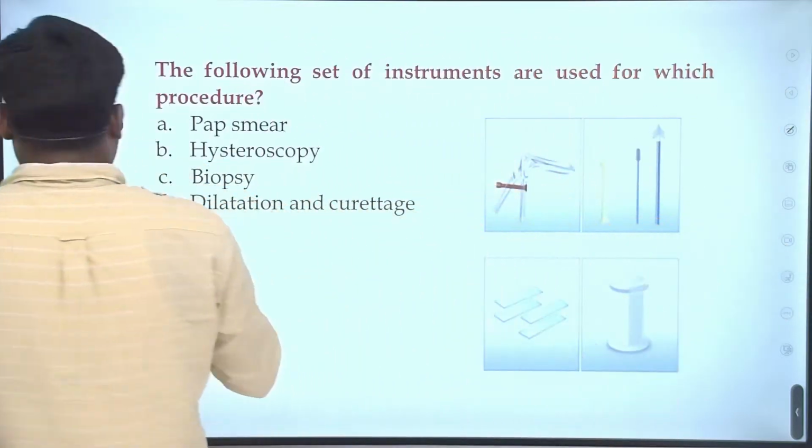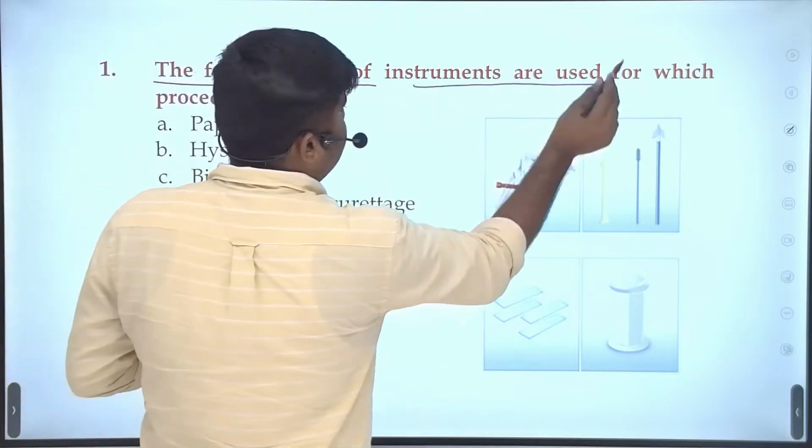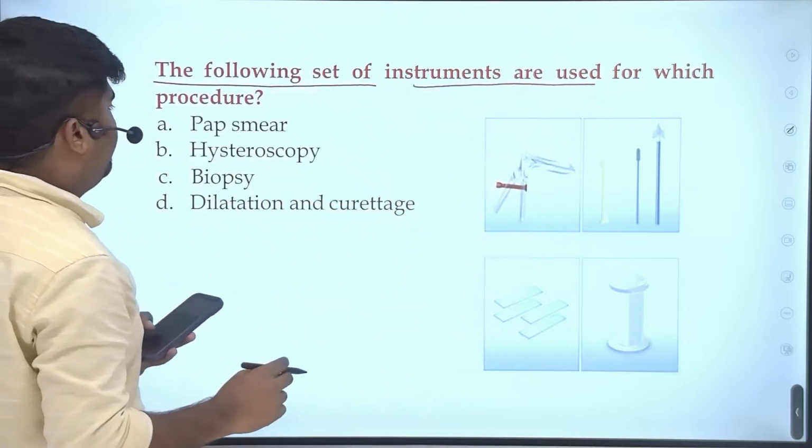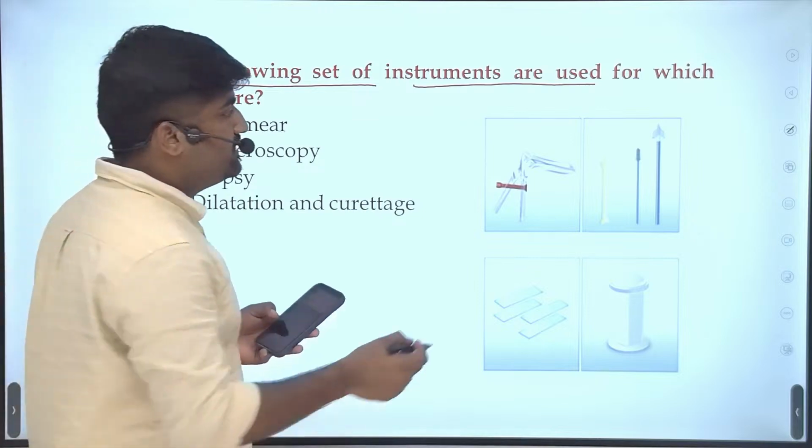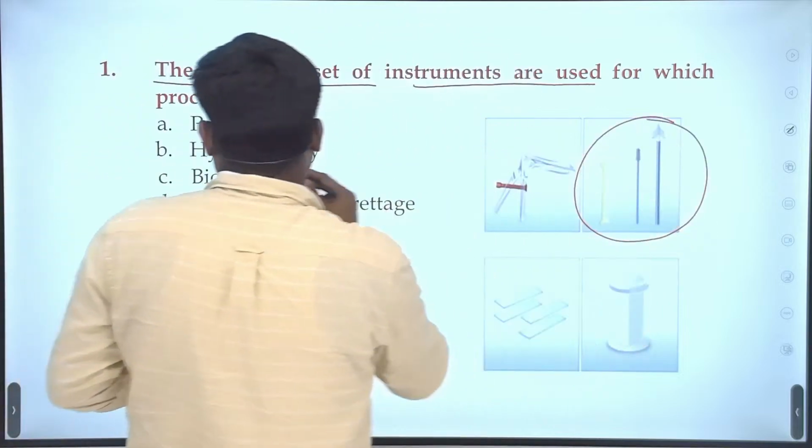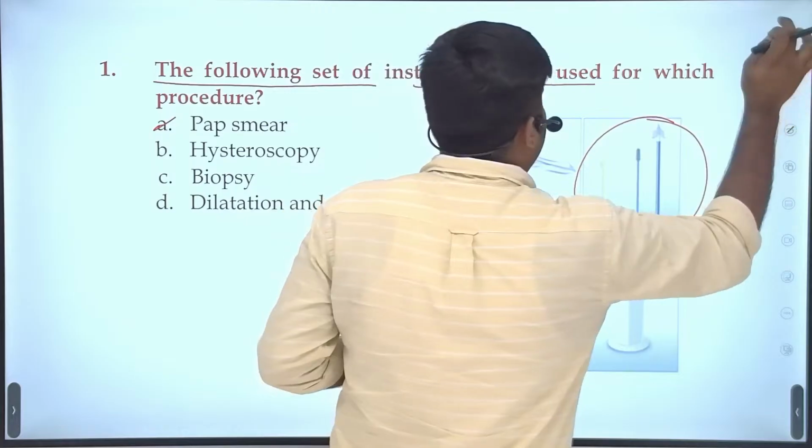Now comes the next point. The following set of instruments are used for which of the procedures? Easily you can say, already we have told, it is a pap smear kit. Okay, next question.